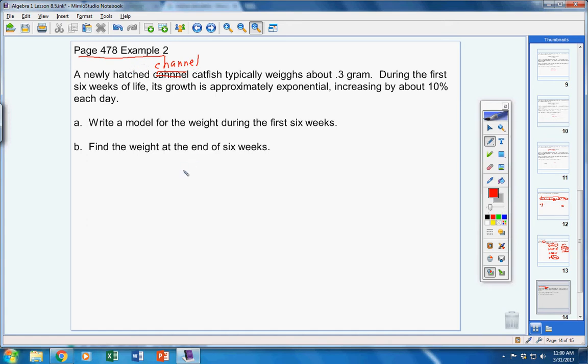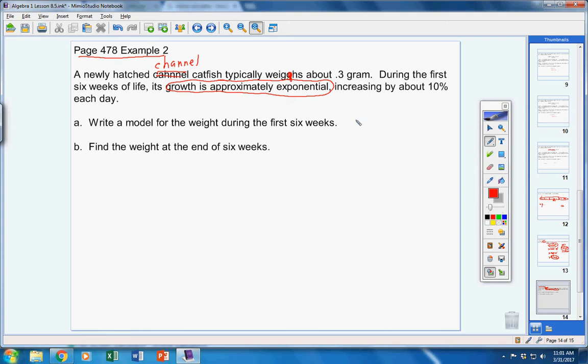Alright, here we go. A newly hatched channel catfish typically weighs about 0.3 of a gram. During the first 6 weeks of life, its growth is exponential. We know we have exponential growth because the problem is telling us so. It's increasing by about 10% each day for the first 6 weeks. Got it? So let's write a model for the weight during the first 6 weeks.